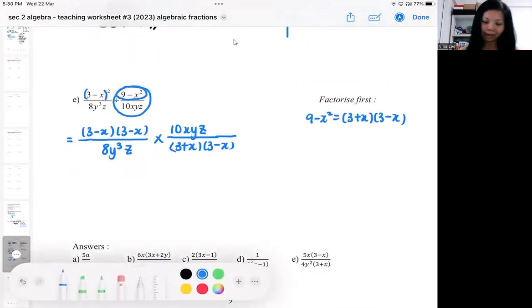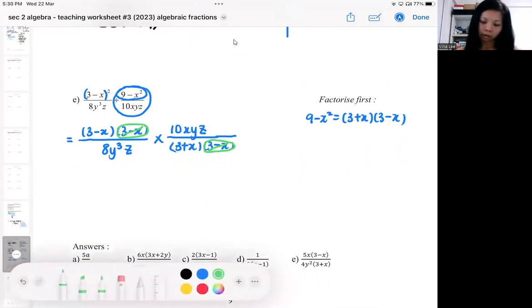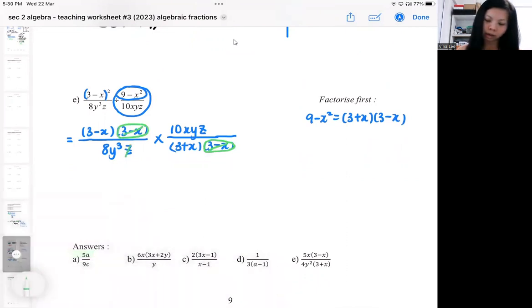And I'm going to look for cancellation. The bracket is a good one. One chunk will disappear. Okay, here I can cancel a z. I can also cancel the number.